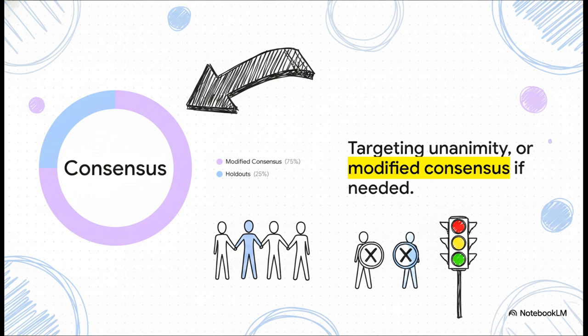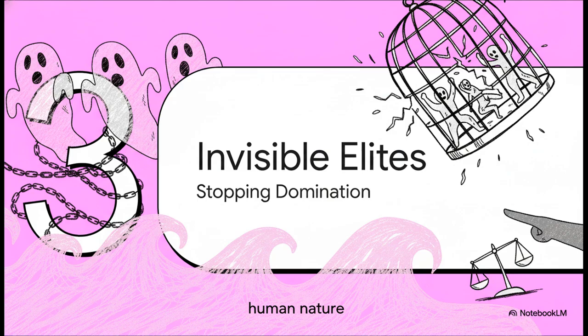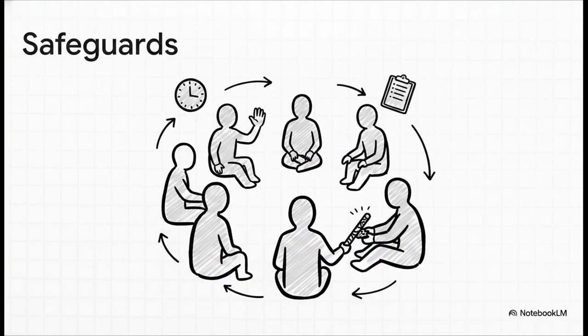This is crucial because it keeps the community moving forward rather than being permanently paralyzed by 1 or 2 holdouts who refuse to pull the emergency brake but also just refuse to agree. That brings us to Section 3, stopping the invisible elites. Because here's the thing, even in a perfectly horizontal group, informal hierarchies have a sneaky way of creeping in. We call these the invisible elites.